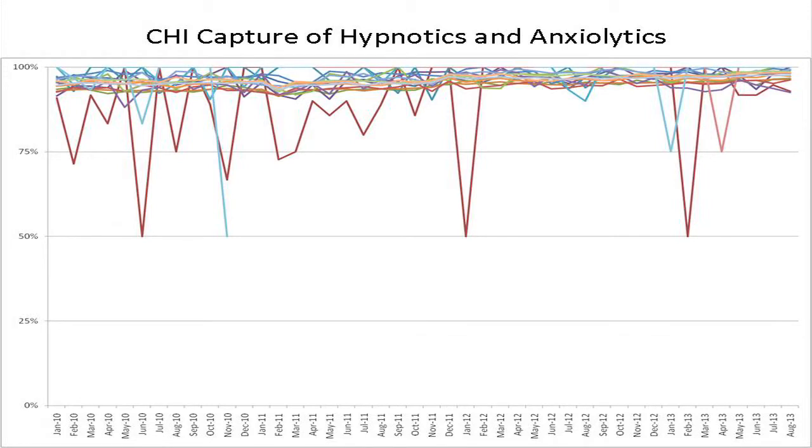And the same for hypnotics and anxiolytics. These stragglers here are things like chloral hydrate and very uncommonly prescribed drugs, which explains why they don't capture the CHI, because half the time they end up on handwritten scripts.